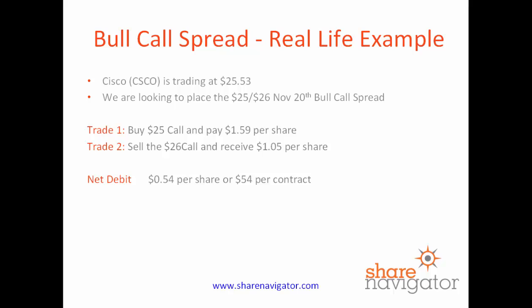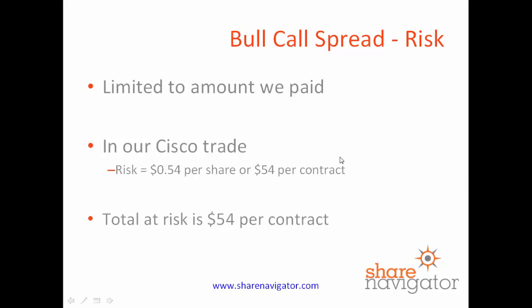$54 per contract. So for those of you who are new to options, the reason it's $54 per contract is that one contract in the options market controls 100 shares of stock. So what is our risk in this trade? Well, the great news about this, it's limited to the amount that we paid for the debit spread. And in this case, we know it was 54 cents per share or $54 per contract. We can't lose any more than that.